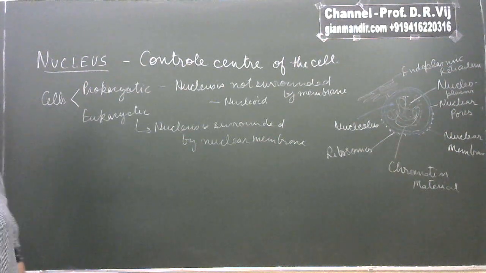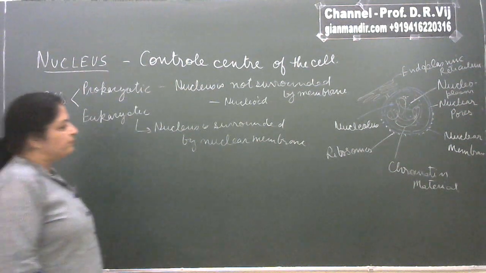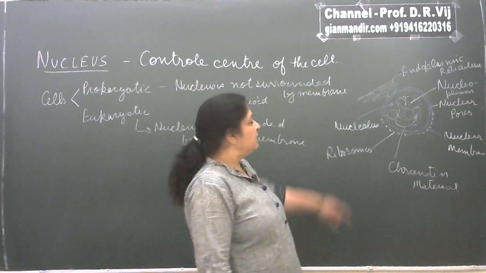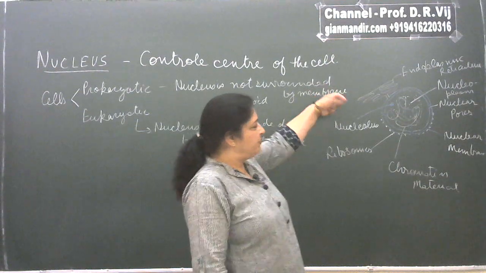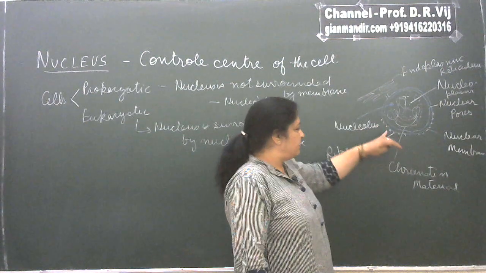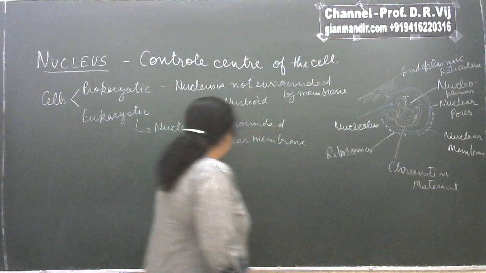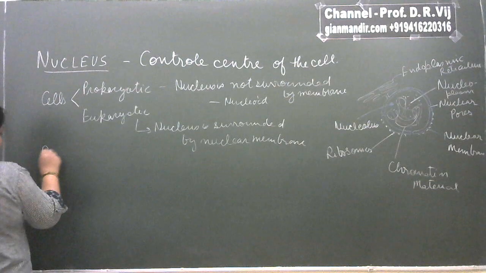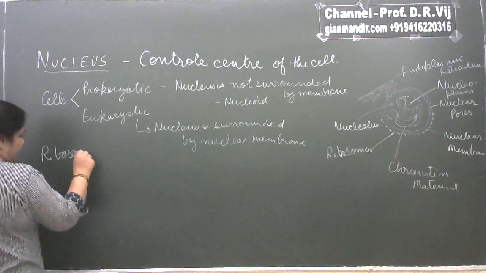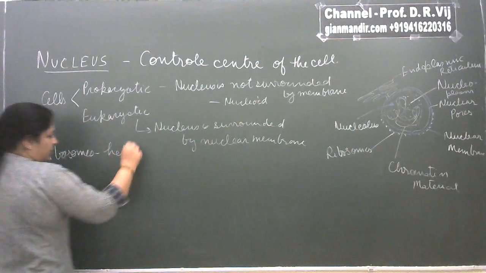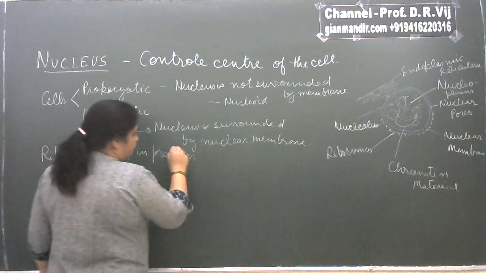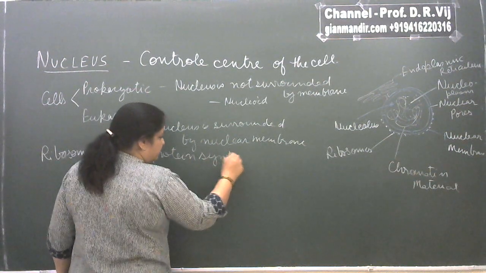So if we look at the functions of the nucleus, as you can see here, there are various parts that perform various functions. First of all, we have seen nuclear membrane which separates it from the surroundings. Other than that, there are ribosomes. And what is the function of ribosomes? Ribosomes help in protein synthesis.